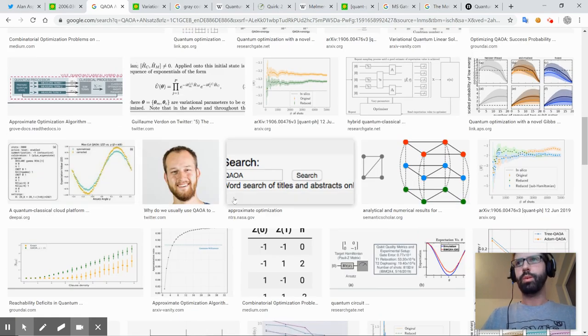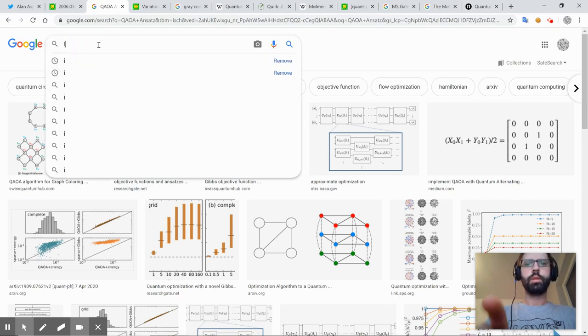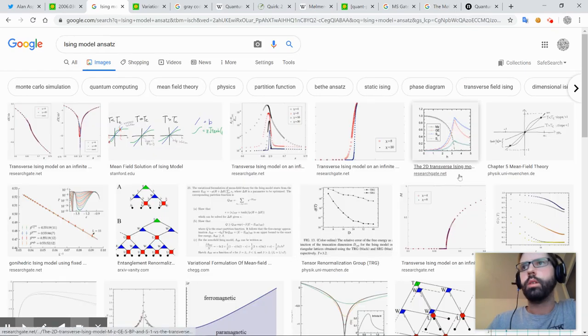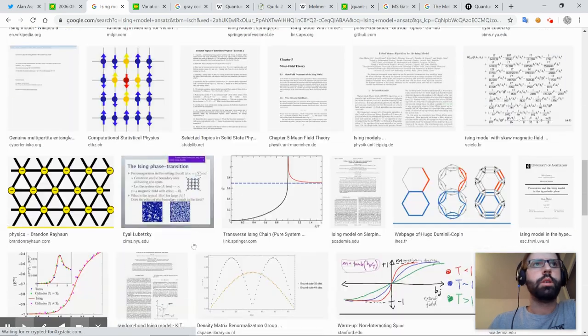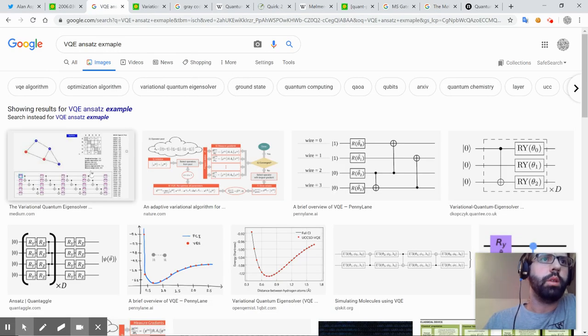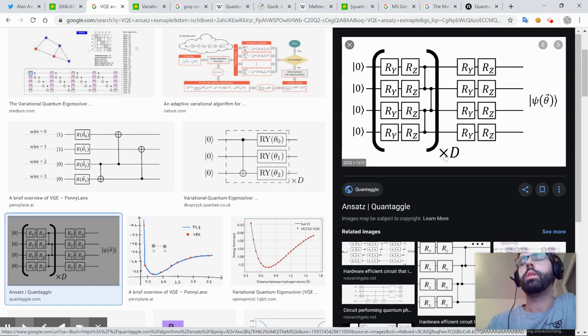Ni hao. What's up? Model ansatz. Come on. Ansatz. Yeah, you see? With the control Z gates. And Y rotations and Z rotations.